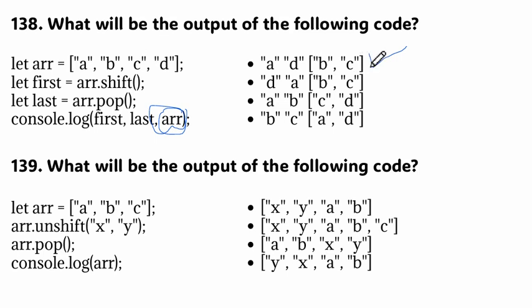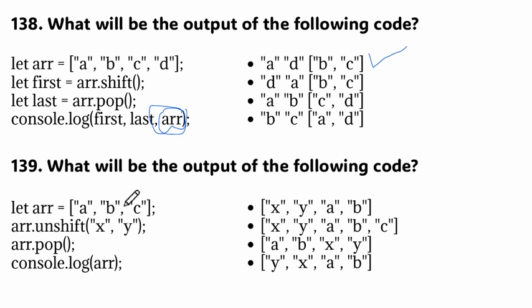If you guys are confused, I'll let you know one more time. A has been removed from the start by using the shift operation. D has been removed from the end of the array by using pop. First, last and array. So only B and C are remaining in the array, so the first one is the correct answer. I believe you guys understand that now.